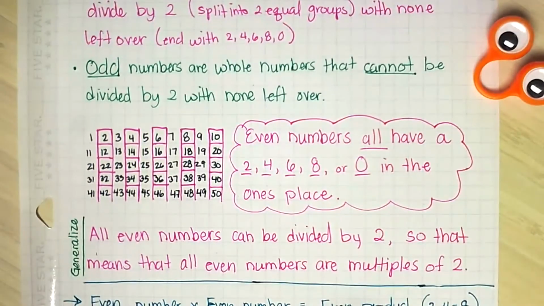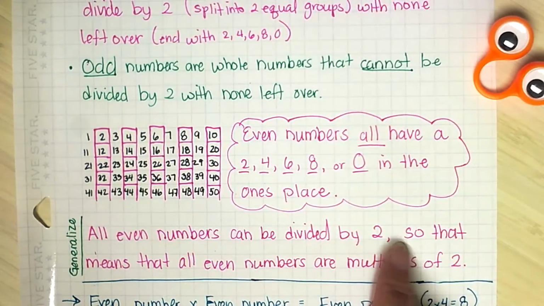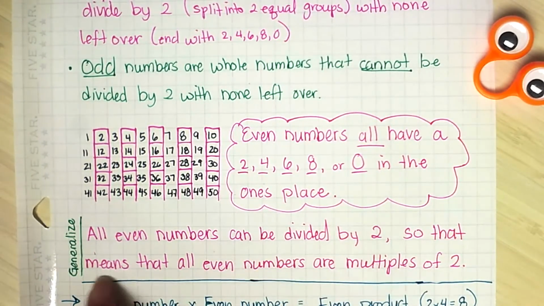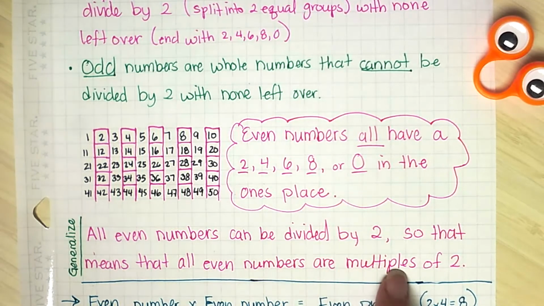Now we can generalize and say that all even numbers can be divided by 2. So that also means that all even numbers are multiples of 2. They're 2 times something.